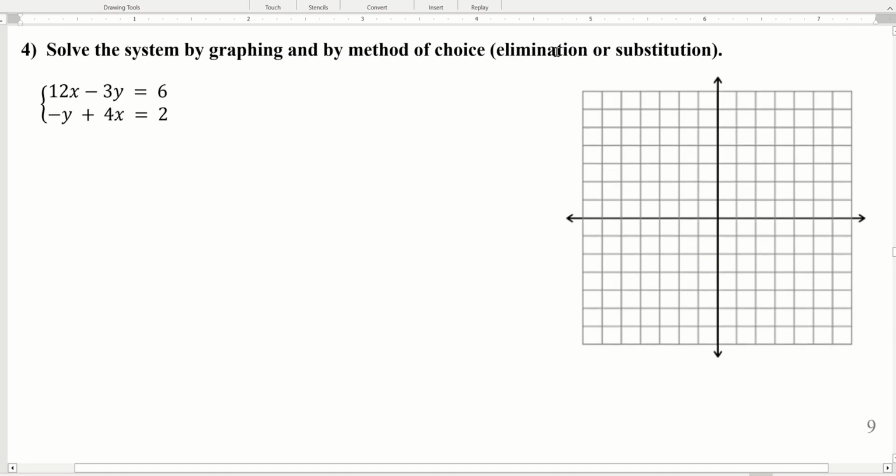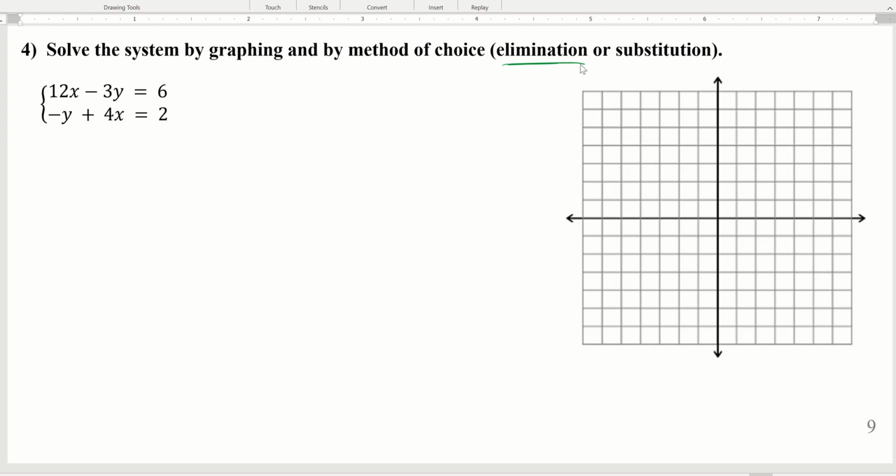Okay, so here it says graph and do whatever method you want. So I'm going to do elimination just because the way that it's set up, right? So if you look at example number 2 that we just did, the x was already by itself. So that made my life really easy. Here, the x's and the y's are not by themselves. They're kind of combined together, okay?